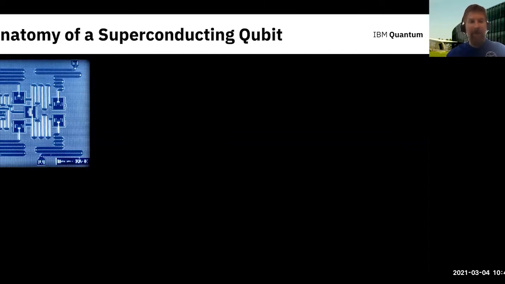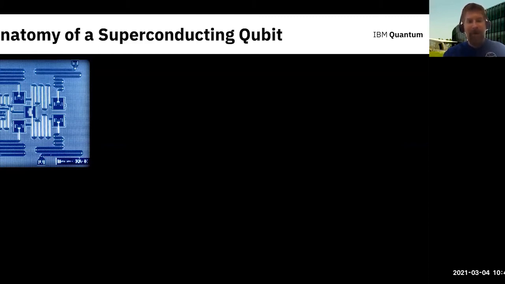In this case, all the features you can see are an elemental metal, niobium, which happens to become a superconductor when you cool it down to below 9 Kelvin, which is 9 degrees Celsius above absolute 0. So the main feature of this is a 5-qubit chip, and this is representative of the first quantum computer that IBM put on the cloud in 2016, so almost 5 years ago.